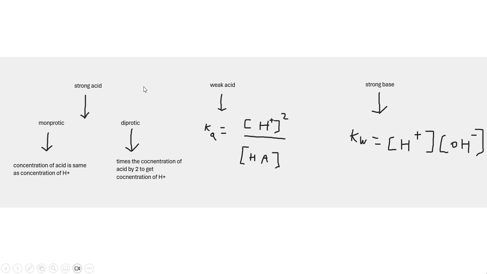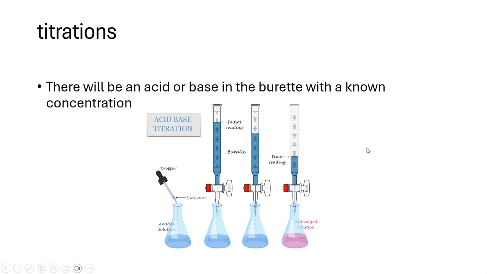Alright. So this is a little summary of what you do for each type of calculation. For a strong acid, you see if it is monoprotic or diprotic. If monoprotic, the concentration of acid is the same as the concentration of H+, then you just do minus log 10. If diprotic, you multiply the concentration of acid by 2 to get the concentration of H+. If it's a weak acid, you use this equation: Ka is equal to H+ squared over HA. And if it's a strong base, you use Kw is equal to H+ times OH-, find OH-, and then rearrange for H+.